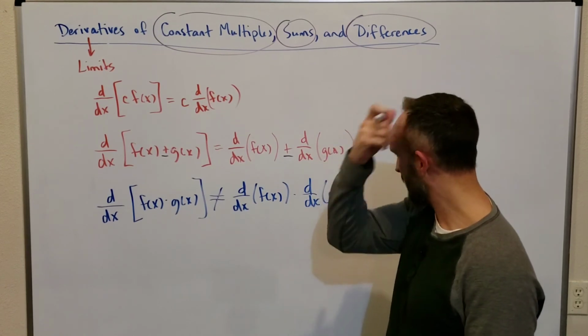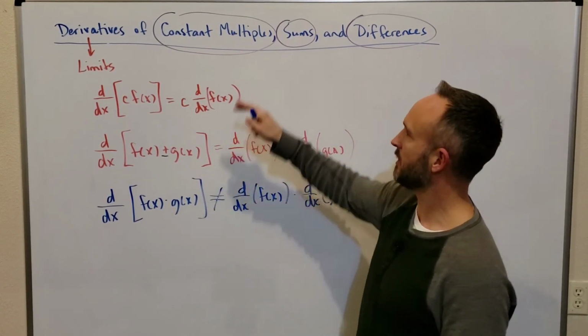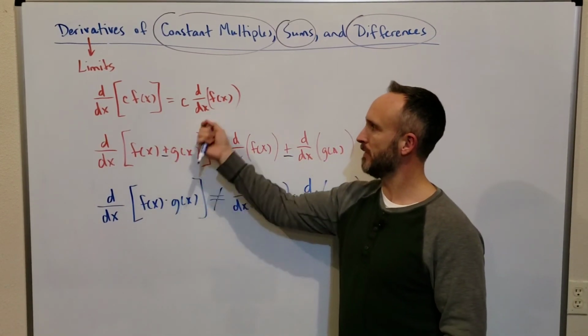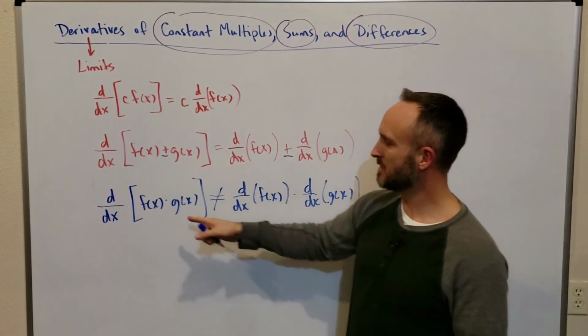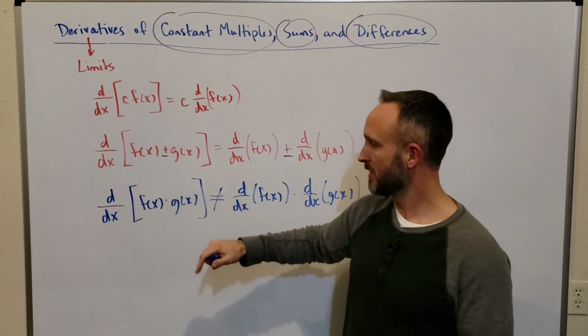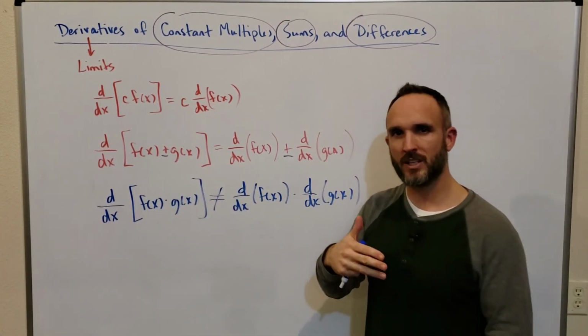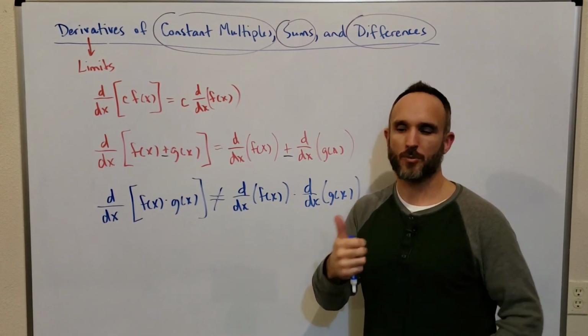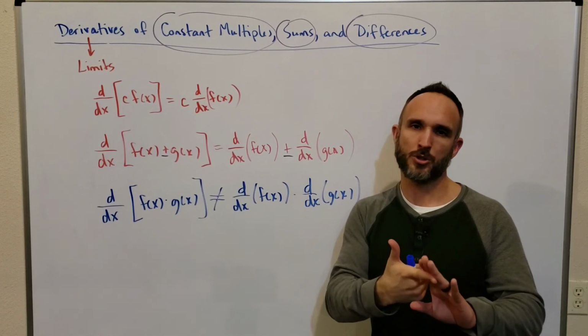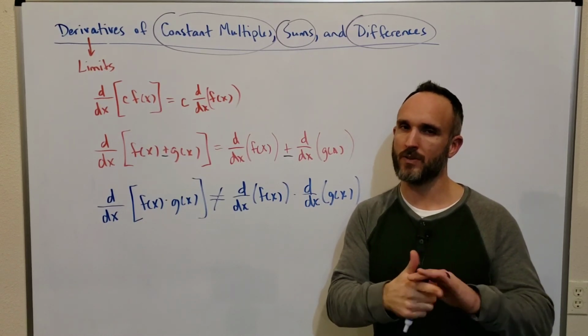Get used to the fact that derivatives work nicely with constant multiples, sums, and differences. You can split derivatives in those cases. You cannot split derivatives with a product or a quotient, right? So soon we'll see a video, I'll put up a video about the product rule to talk about how to do the derivative of a product, and the quotient rule to talk about how to do the derivative of a quotient.